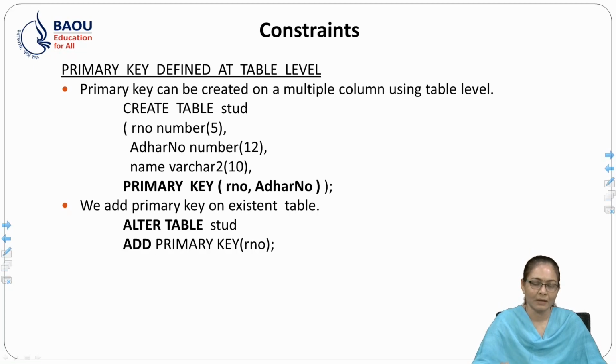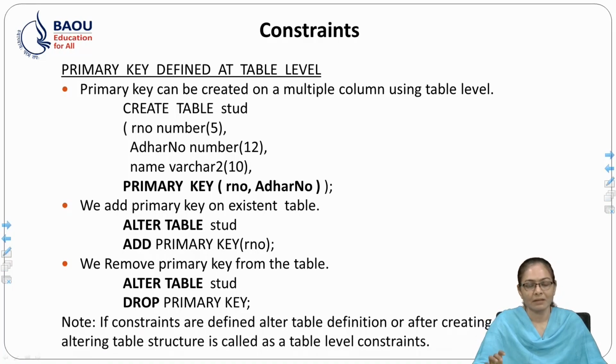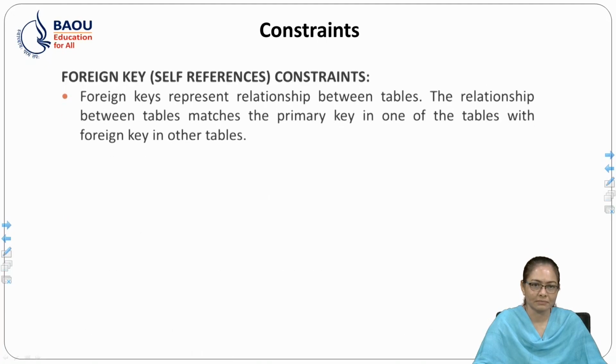Now, we remove the primary key from the table. For this, we use the alter drop command. For example, alter table student, drop primary key. In the student table, it will delete the primary key, or it will remove the primary key constraint. Now, if constraints are defined while creating or altering the table structure, it is called a table level constraint.